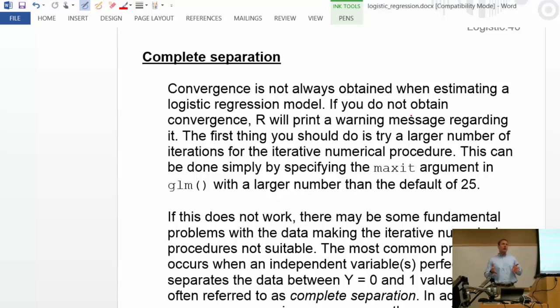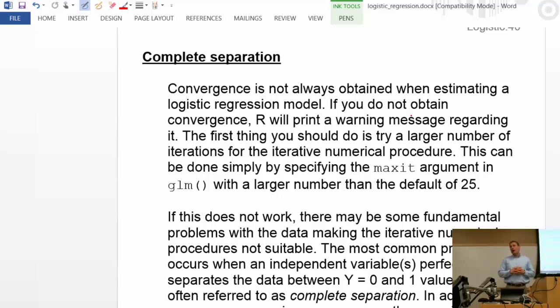By default, R uses 25 iterations with the glm function. You can increase the number of iterations if you want to by using the maxit argument. And that's, generally speaking, the first thing you should do if you don't get model convergence. How do you know if you don't get model convergence? Well, you'll have an error message coming back to you with the glm function.